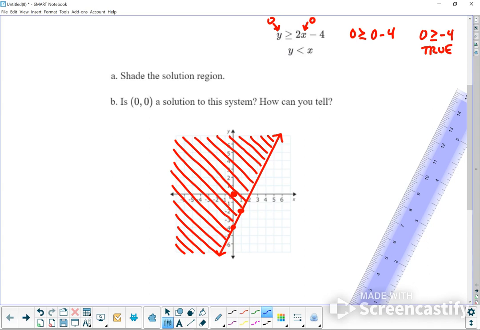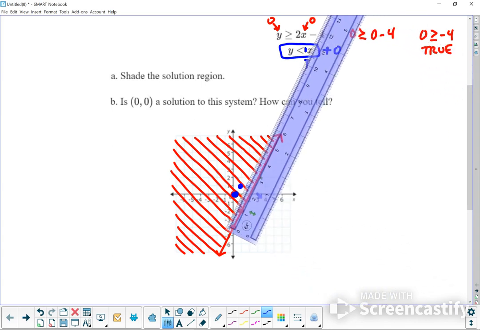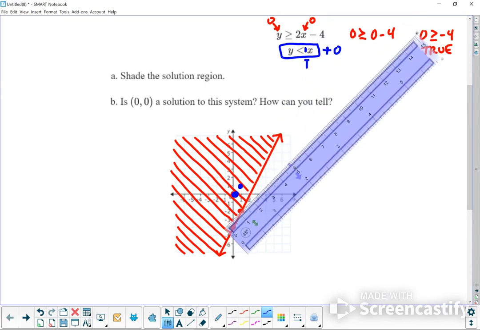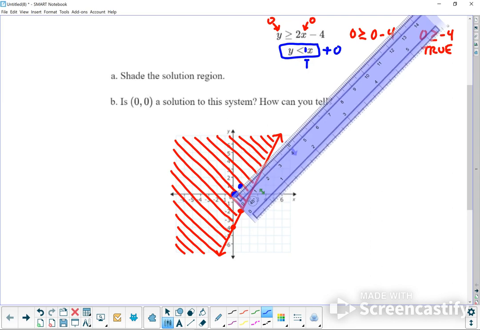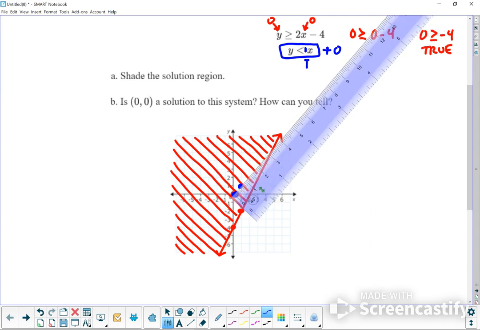The next equation, I'll put that in blue. This is y less than x, and if you don't see anything else, it's plus 0, which means I'm going to start at 0, 0, or 0 on the y. Then again I'm going to use my slope. That's 1, and I'm going to make it a fraction, 1 over 1, so it's going to go up 1 and over 1. So it's going to look something like this. Again, I'm going to use my ruler. So it's going to roughly look like that right there.